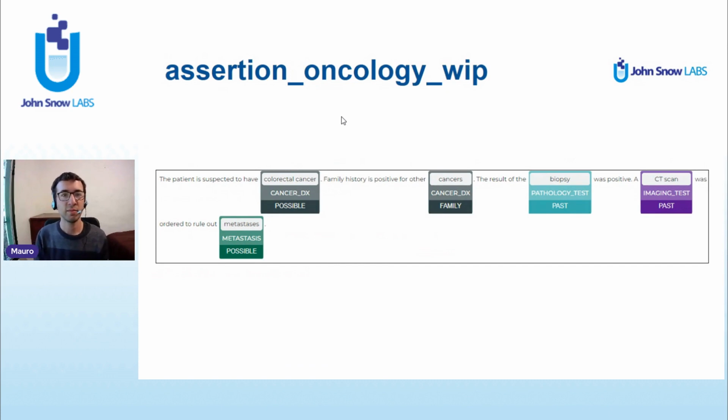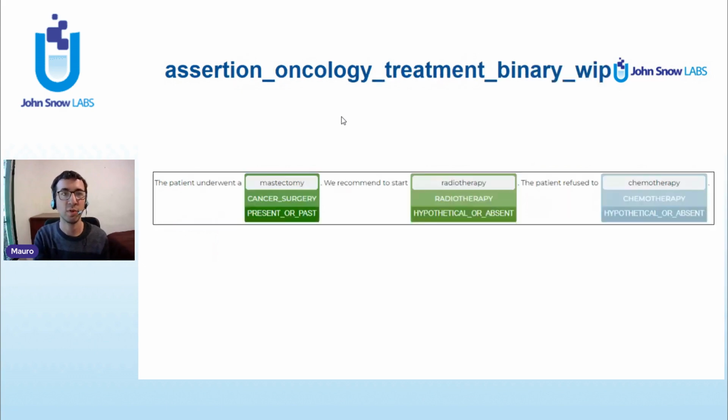Here you can see one example similar to the one that I showed before, with a possible extraction, family. Also, there's a mention of a biopsy which was classified as past, and also a CT scan which was in the past, so it's past, and some metastases that are possible, and they were classified as such by the assertion model.